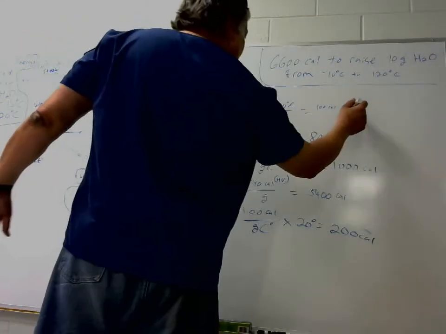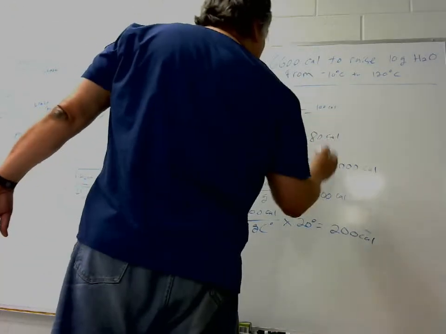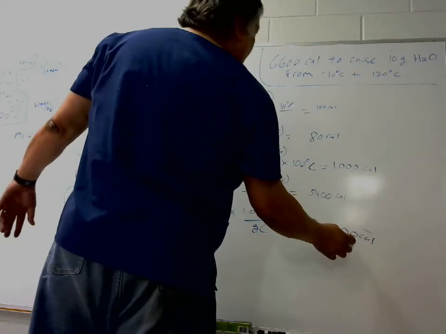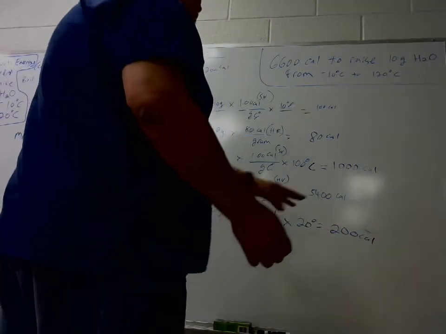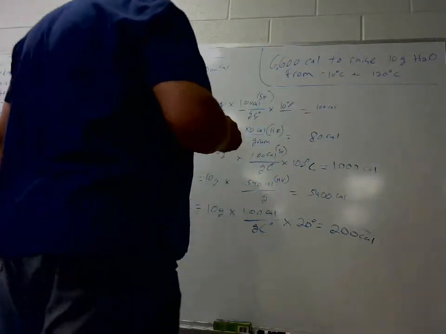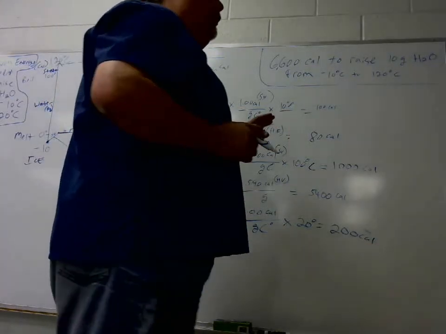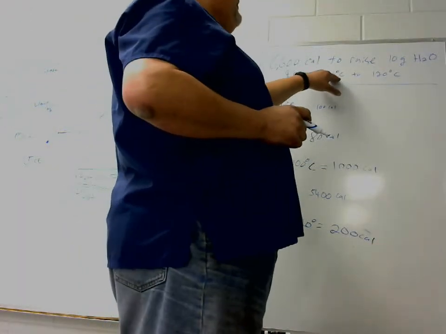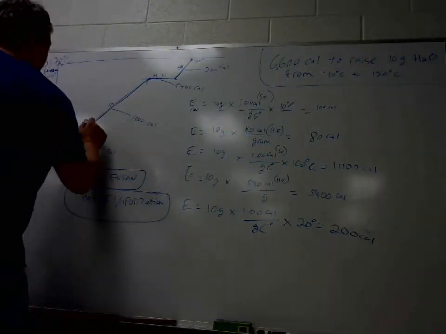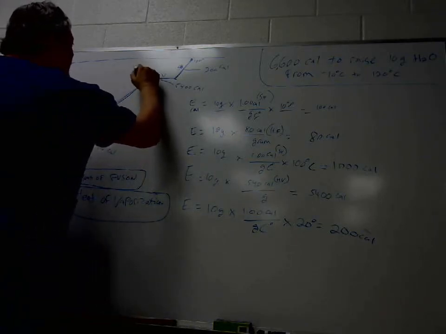So we simply add the calorie energy values together in calories. 100 plus 80 plus 1,000 plus 5,400 plus 200, for a grand total of 6,600 calories to raise 10 grams of distilled water from -10 degrees Celsius to 120 degrees Celsius with 2 changes in states of matter along the way.